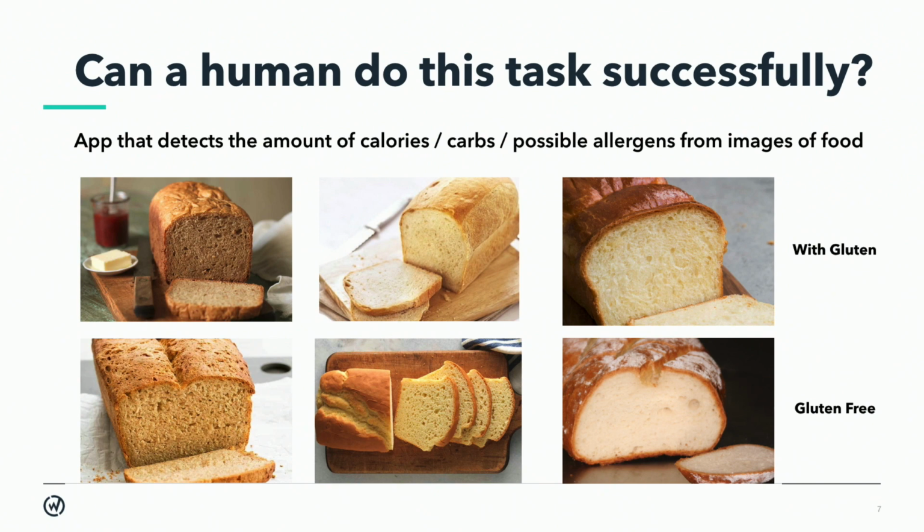Another good question to ask is, can a human do this task successfully? Because wouldn't it be awesome if we had an app that could detect the amount of calories or maybe possible allergens from just pointing a camera at food, and it could tell you, okay, this has gluten in it, so you shouldn't eat it. But can it really be successful? Because I don't think I can actually tell a difference with these bread images, for example. On the top row we have bread with gluten, and on the bottom row we have the gluten-free bread. Do you see a difference? If you do, then you must be really special, because I can't.